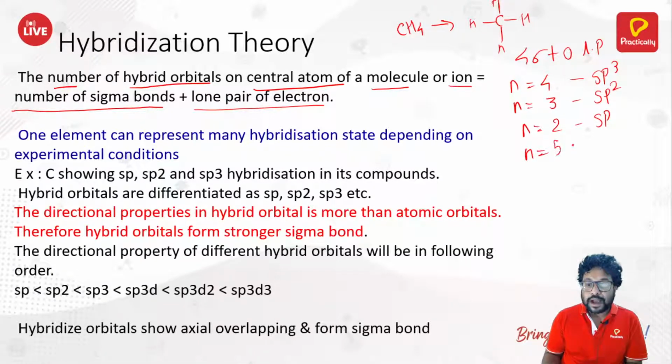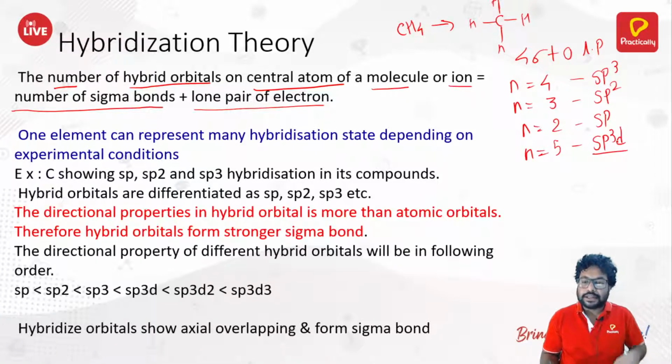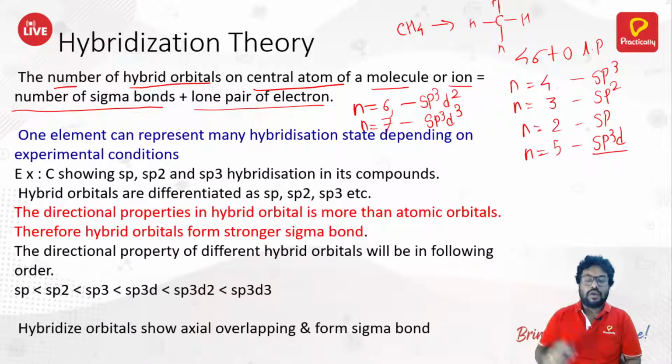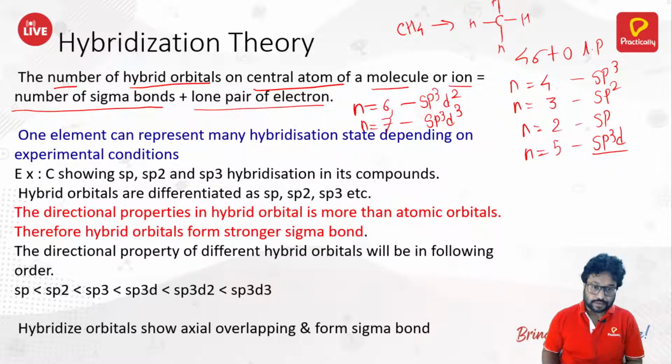If N is 5, hybridization is sp3d. If your N is 6, hybridization is sp3d2 or d2sp3. If the N is 7, hybridization has to be sp3d3, like that. So that is how, whatever number you get, from that number you can find out the hybridization.